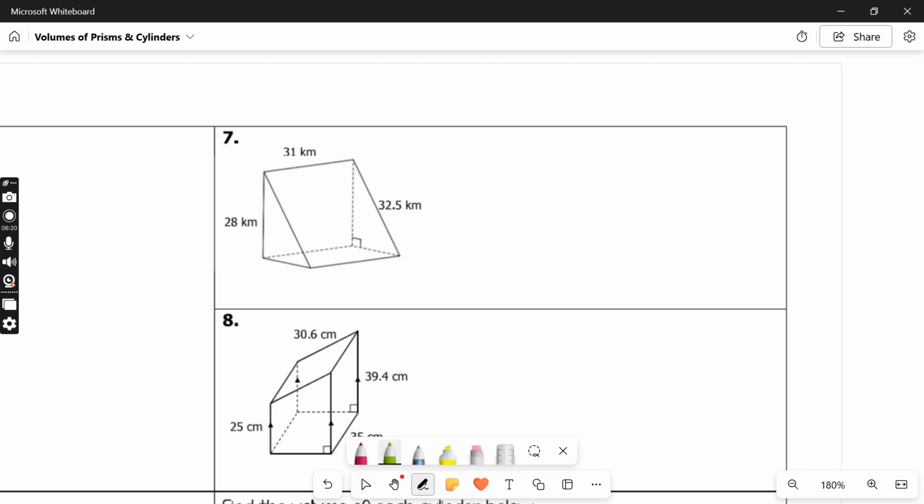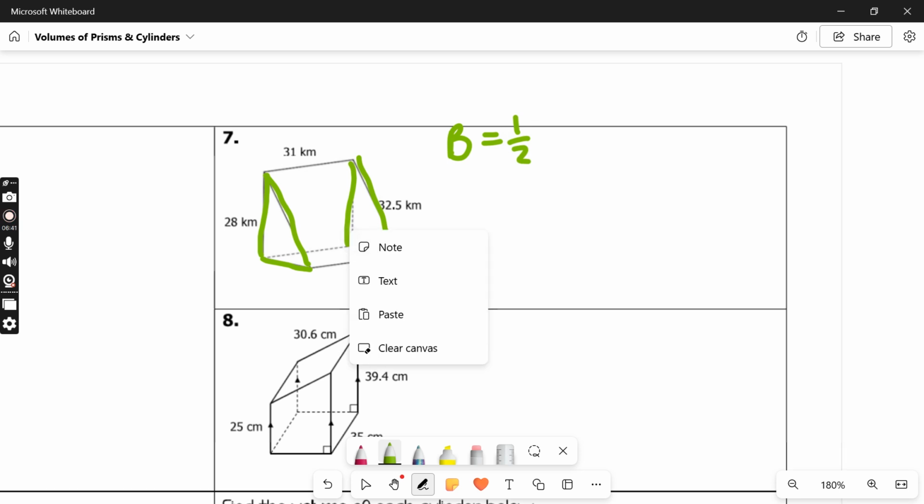Right, number 7 is a triangular prism. So this triangle right here, or the other, whichever one you want to pick. Either way. Okay. Now, to do a triangle, I have to do 1/2 base times height.